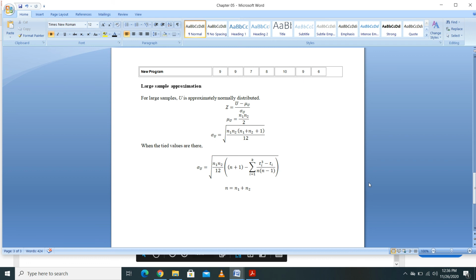There is one example in the runs test and another example in the Mann-Whitney test, and see whether you can perform the test alone and get the conclusions. We will discuss more testing methods from our next session. So thank you so much.